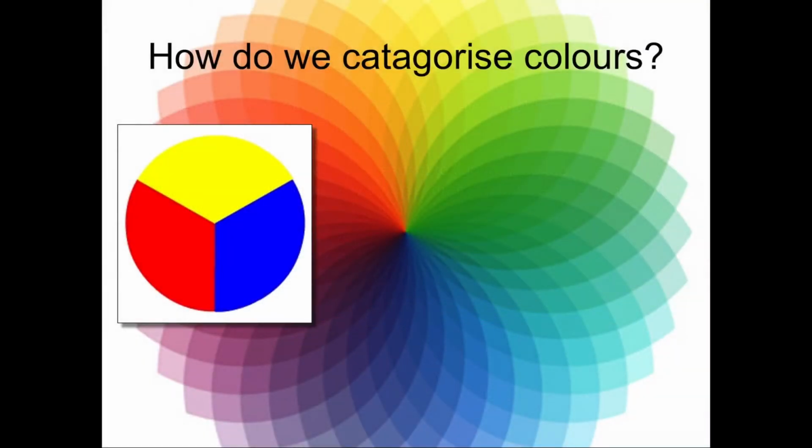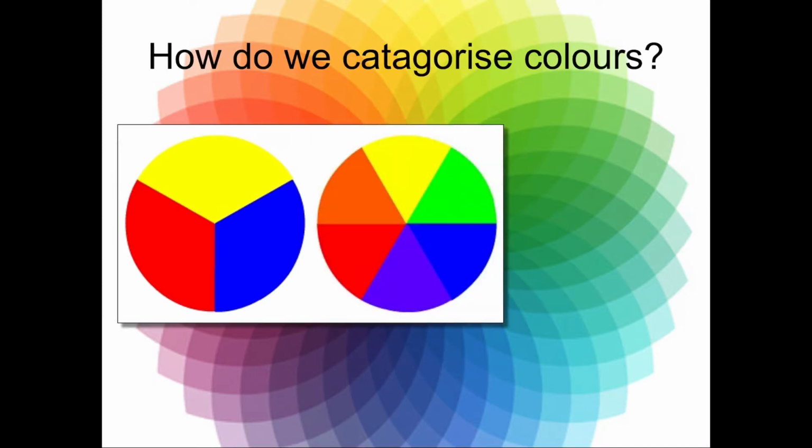How do we categorise colours? This is the first stage of talking about colours and understanding colours. In that little diagram there are three colours: yellow, red and blue. What would we call these? These are primary colours. Primary as in the first stage.